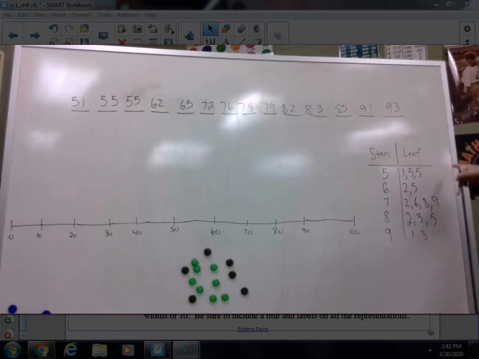So if we count up our leaves here, really that tells us how many sets of data we have. 1, 2, 3, 4, 5, 6, 7, 8, 9, 10, 11, 12, 13, 14. So that's our stem and leaf plot.